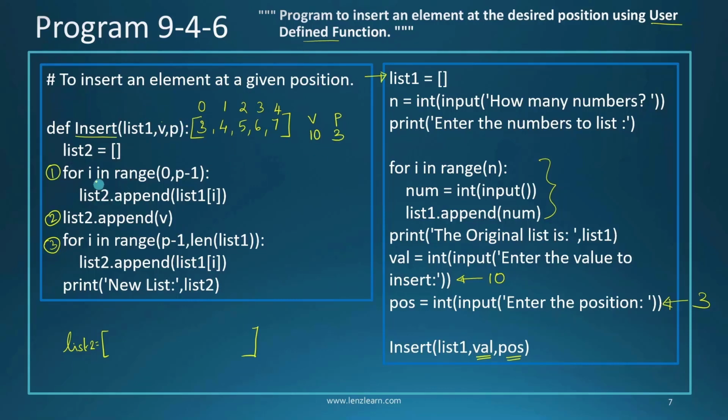The first for loop is ranging from 0 to p minus 1. So here you can see the range operator goes from 0 to p minus 1, which is 2.